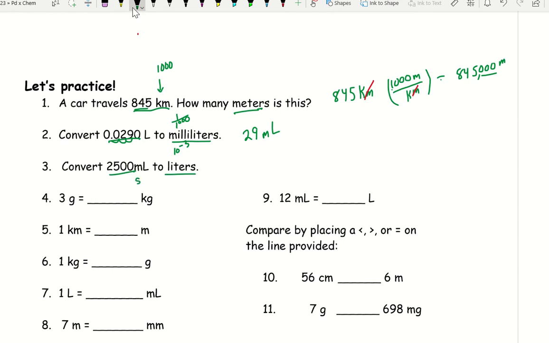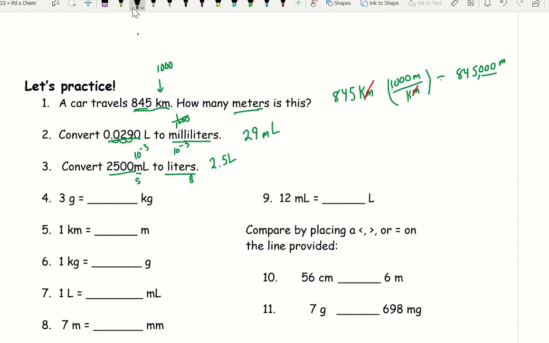How about milliliters to liters? Now this is going from small to big, and so the idea is there will be less numbers here, and how many units is milli? 10 to the negative 3. So that means we're going to move the decimal over 3 places. So it's going to be 2.5 liters. This is using logic, and hopefully you understand the process.